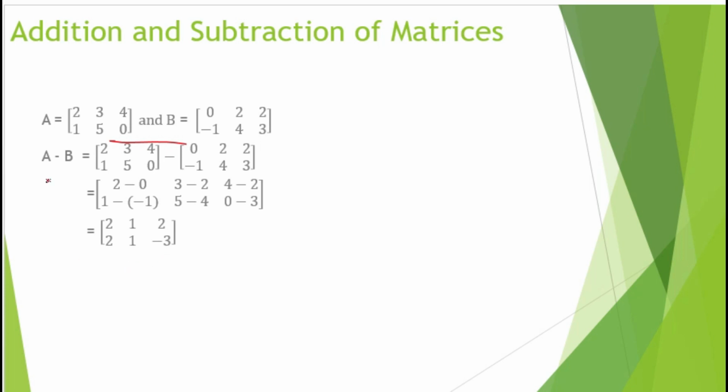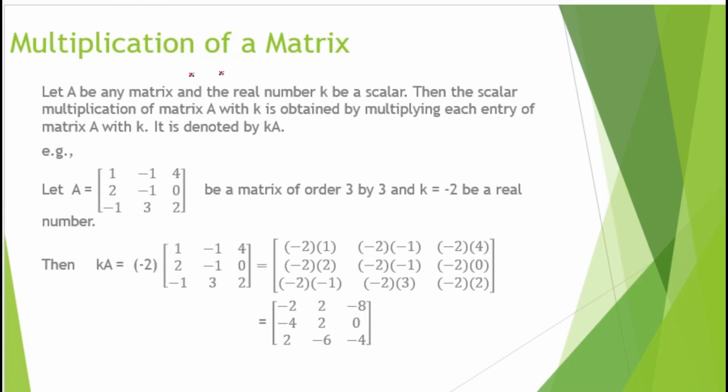We can easily subtract one matrix from another matrix. Now we will discuss scalar multiplication of a matrix. Let A be any matrix and the real number k be a scalar. Then the scalar multiplication of matrix A with k is obtained by multiplying each entry of matrix A with k. It is denoted by kA.